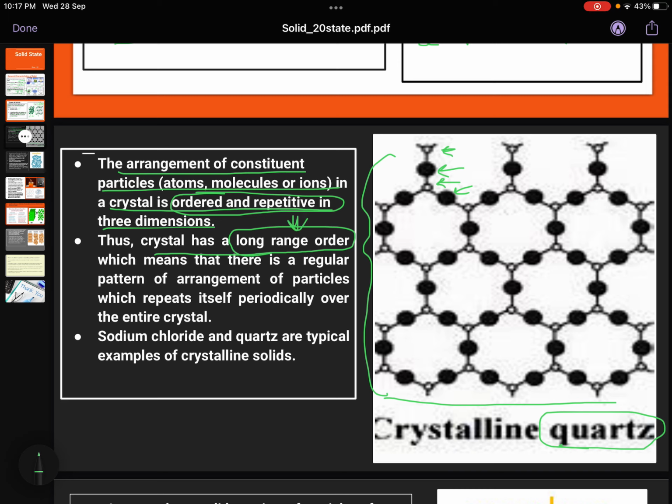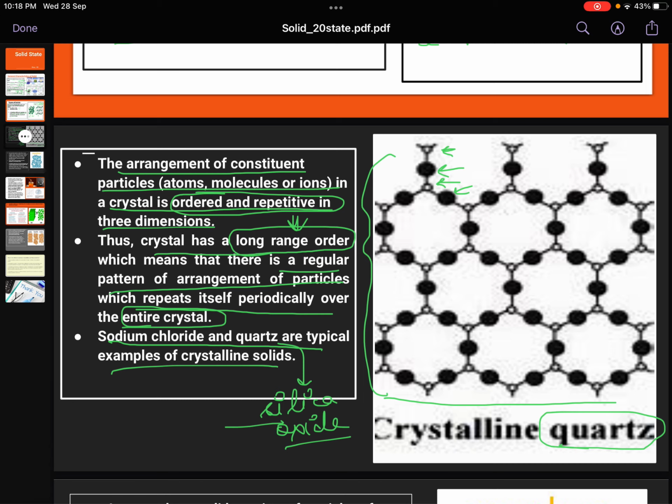Okay, so we can say that crystals have long range order. This is an important point. Crystalline solids have long range order, meaning the regular pattern of arrangement of particles repeats itself periodically over the entire crystal. The whole crystal has a particular arrangement. Sodium chloride and quartz are typical examples of crystalline solids. What is quartz? Quartz is made of silica oxide, so it is an example of a crystalline solid.